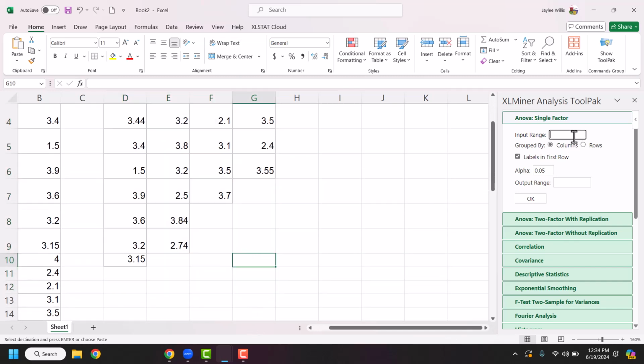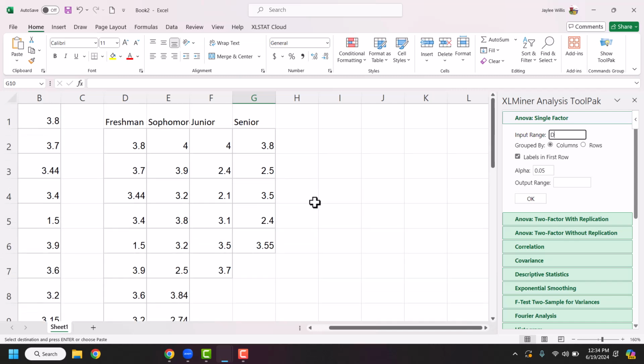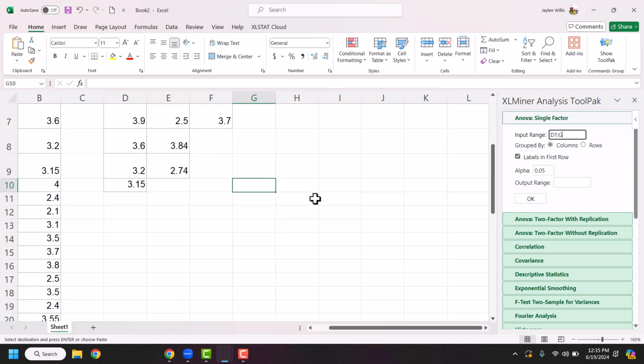Okay. Maybe I have to type it in. Usually it doesn't do that, but we'll say it's D1 through G, what's the bottom row? 10 for our input range. It's grouped by columns. The labels are in the first row. Our significance level will be 0.05, and I'm going to output this on, let's say, cell D13.